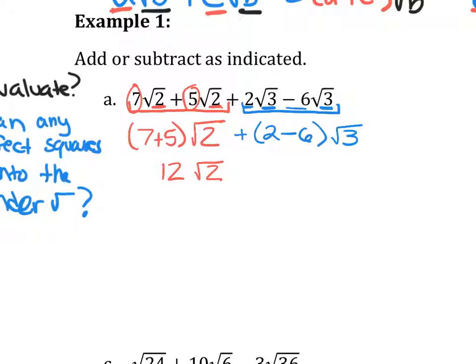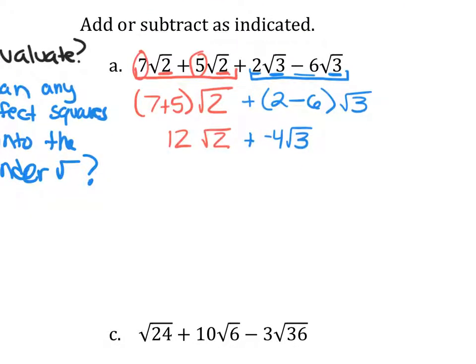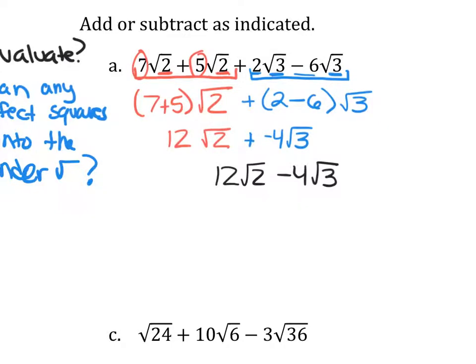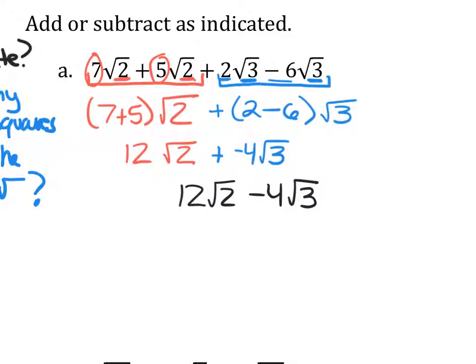So 2 minus 6 would give us a negative 4. If we add a negative, because we're adding a negative 4, what's that the same as doing? Subtracting. So we could just write it as 12 square root 2 minus 4 square root 3. And now with what we're left with here, this is a square root 2 and that's a square root 3. Those are two different numbers under square root, so we cannot combine them any further. This would be our final answer.